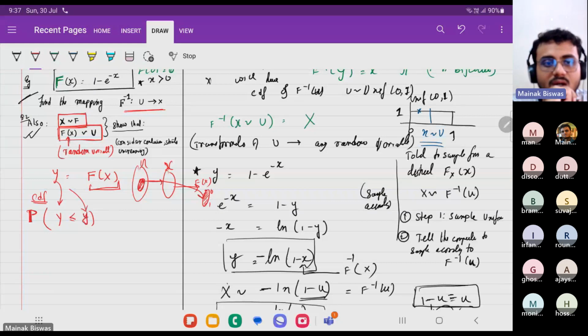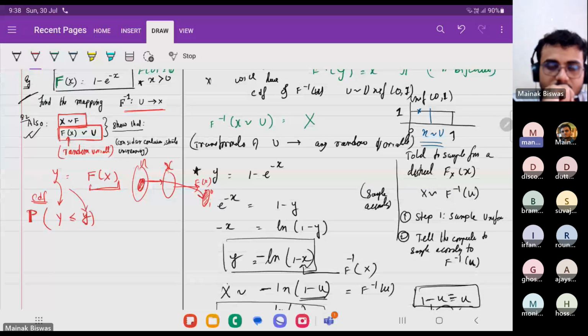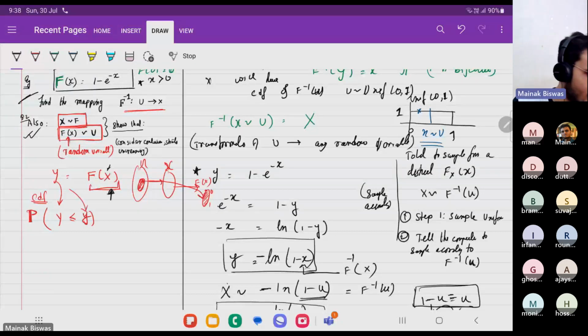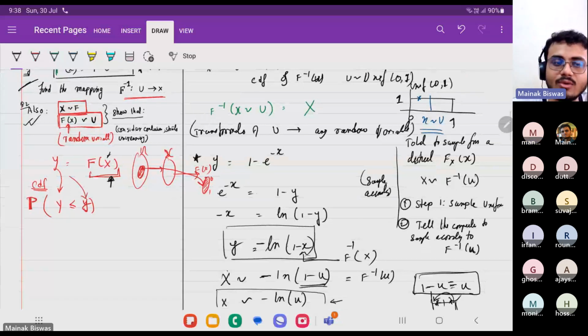Tell me, is it okay or what do you not understand? Sir, can you please explain once more? No, I'll explain. I'm asking which part is not clear. So I'm telling f of x is a random variable, right? So x is a random variable, yes or no? If I take any function on a random variable, will that be a random variable or not? Yes, it will become a random variable. So now if I am told to find a CDF of a random variable, what will I do? I will put the probability of capital Y less than y. Yes or no?